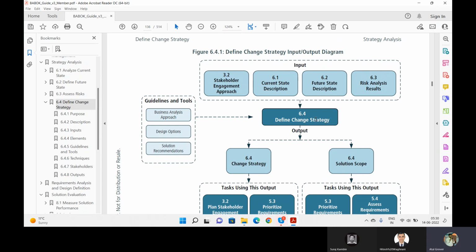But to do the strategy definition, define change strategy, we have to understand the business case, the solution approach, design options, and the solution recommendation. Gaadi par jana achha hai Ladakh, that is a good option, but the car should not be a Maruti 800 or Zen. It should be like a Bolero or something, kind of a Tavera. Then it is good to go. So now the solution recommendation has been changed immediately.